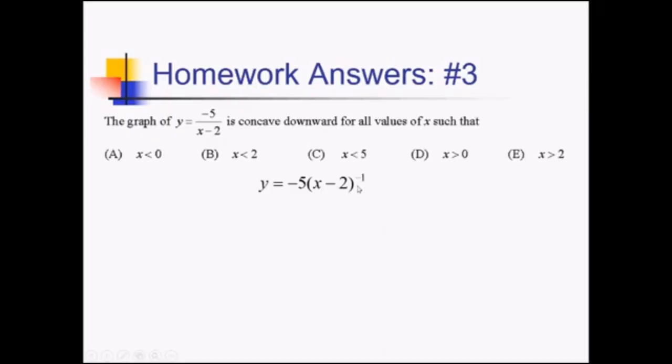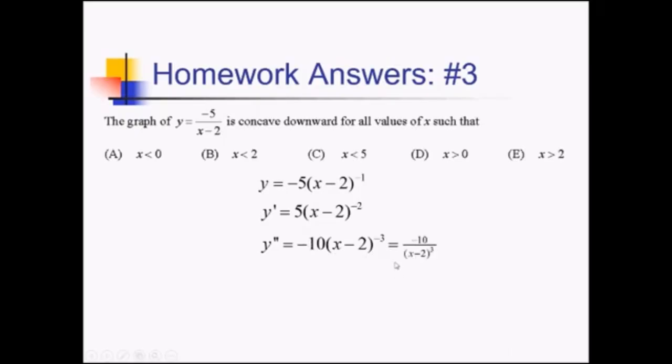So this is going to be, for our first derivative, positive 5 times x minus 2 to the negative 2. And then one more derivative, that's going to give me negative 10 x minus 2 to the negative 3. I am going to turn this back into fraction mode because it's easier to find critical values in that mode. So I can rewrite this as negative 10 over x minus 2 to the positive 3.